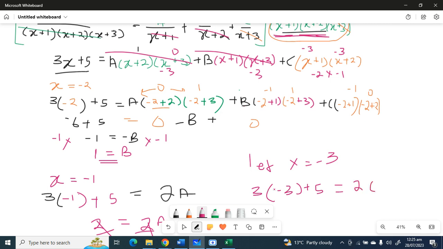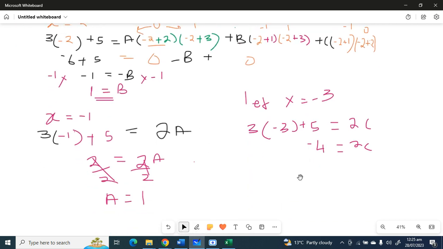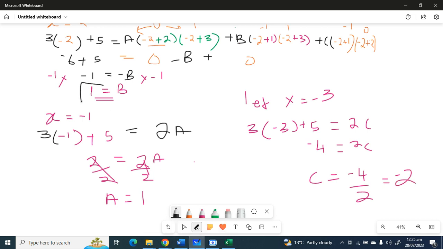Negative 3 times negative 3, that's negative 9. Negative 9 plus 5, that's negative 4. So say negative 4 equals 2c. To get our value of c, we're going to say c equals negative 4 divided by 2. That gives us negative 2. So we are done. We found our value for b, value for a, and the value for c.